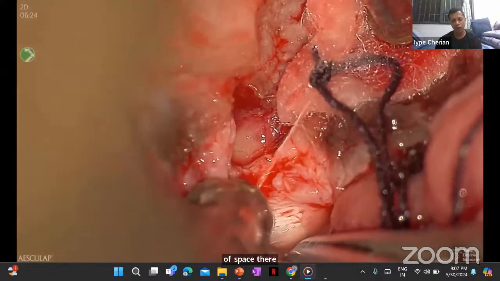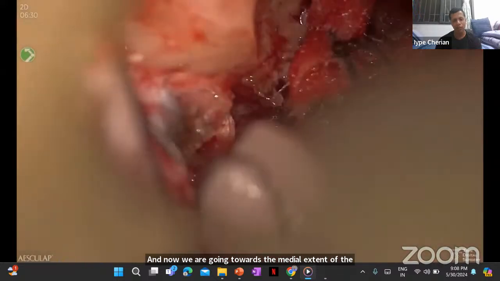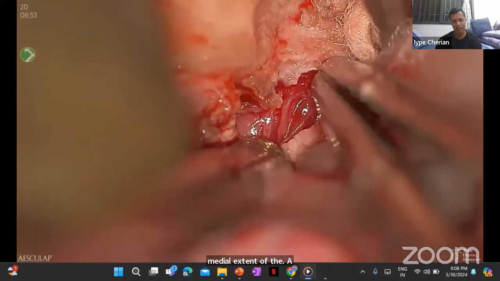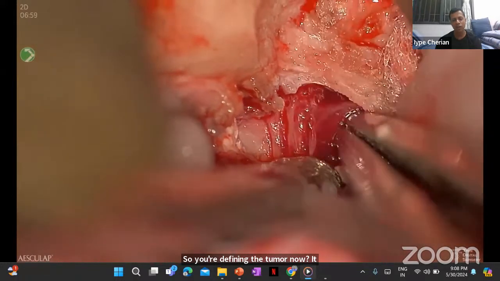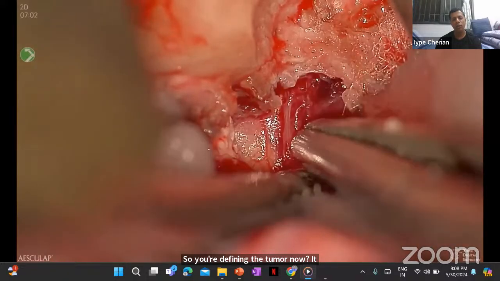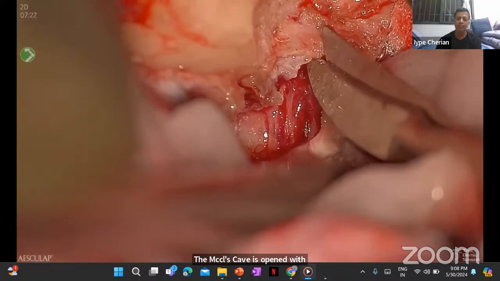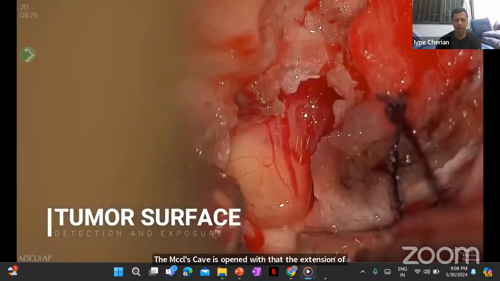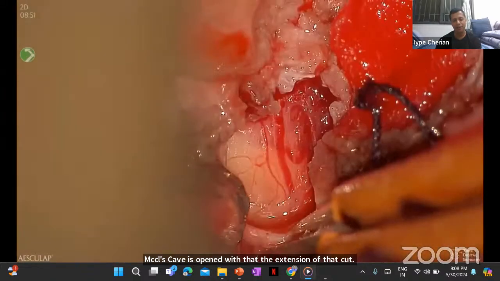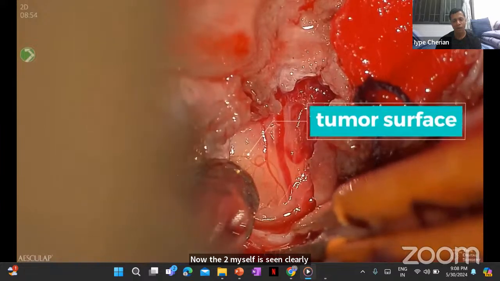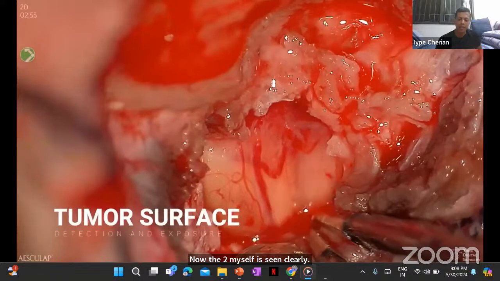And now we are going towards the medial extent of the tent. So you're defining the tumor now. It is cystic and solid. So the Meckel's cave is opened with that extension of that cut. Now the tumor surface is seen clearly. We go ahead. The tent has to be bipolar.